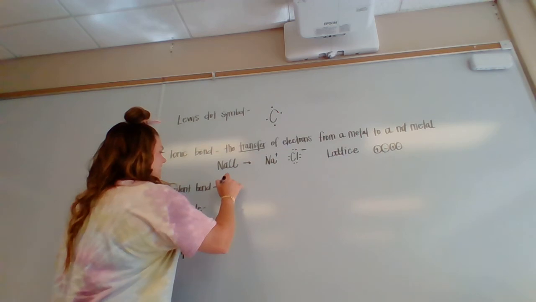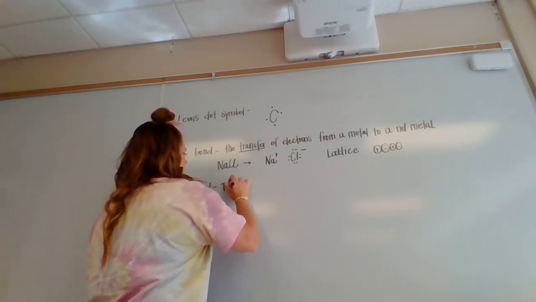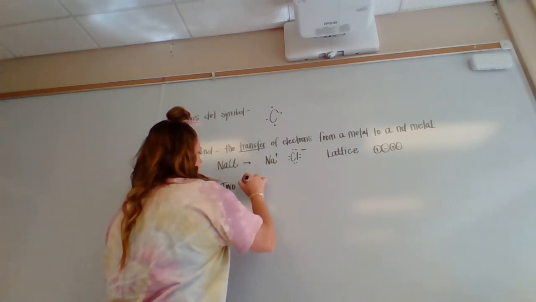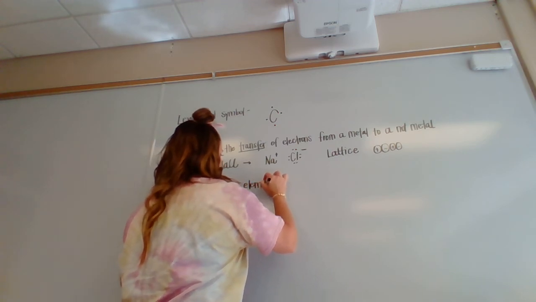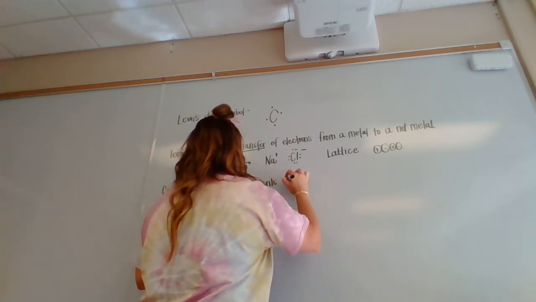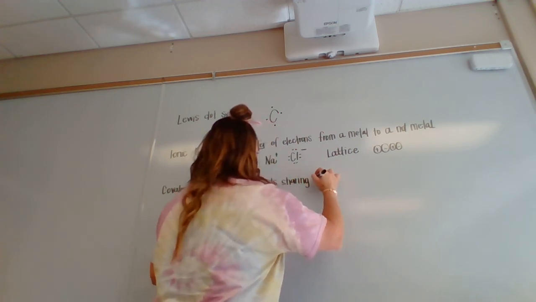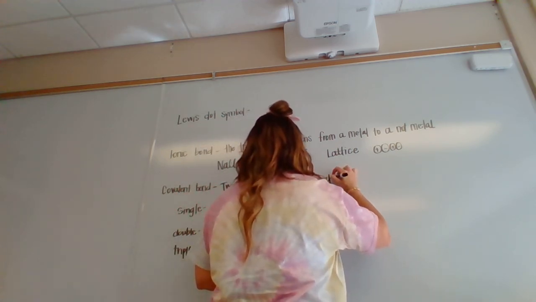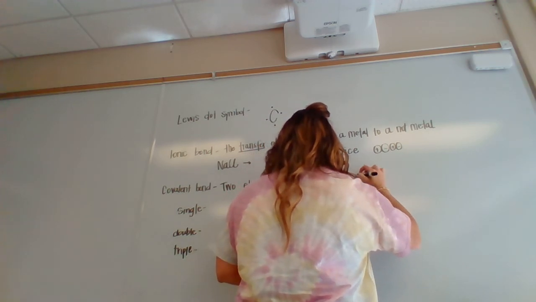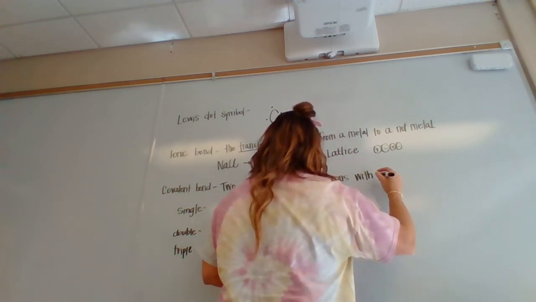All right, so a covalent bond is 2 elements sharing electrons with each other.